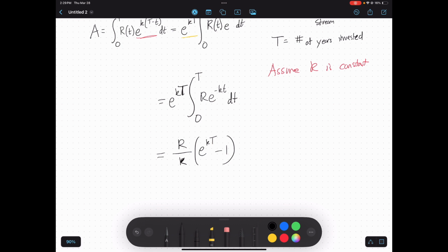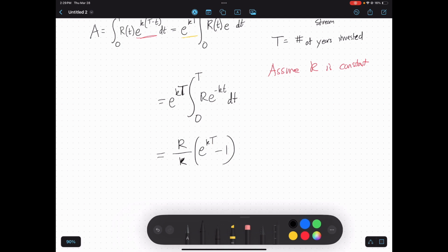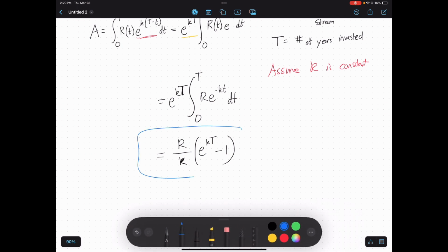Very nice, and that's pretty simple. And what's nice about this is on your homework, it'll always just be a constant income stream, which actually means you don't have to integrate in this chapter at all. It's all based off of integration, but on your homework, you won't actually need to integrate because I have this formula to help me out. And there's no integration involved in this formula.